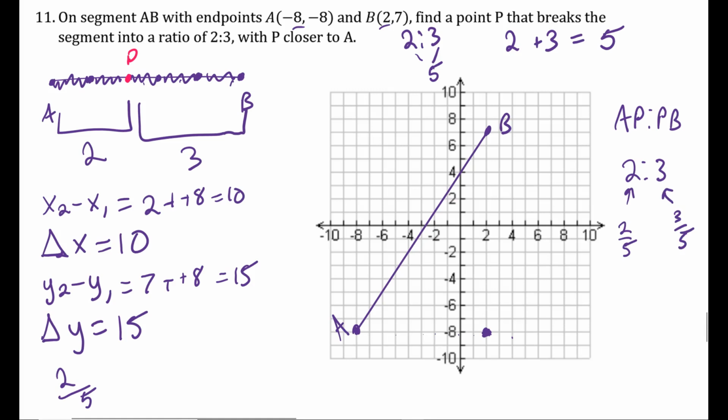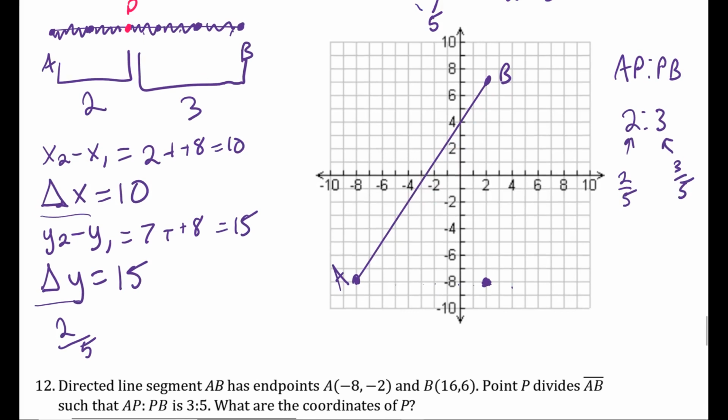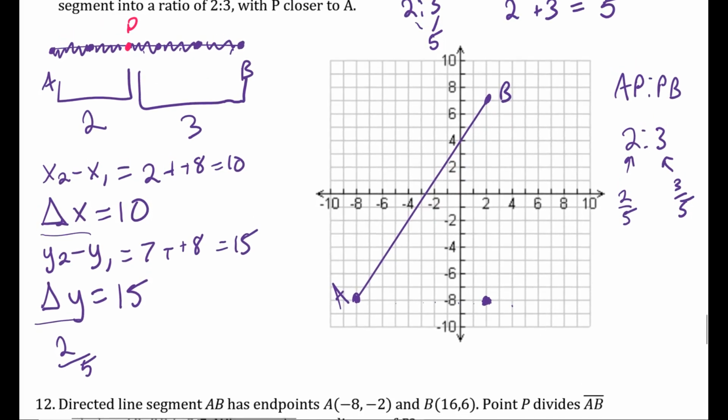And the way we do that is by taking our starting point A and adding to it 2/5 of the total change in X and 2/5 of the total change in Y. If you were moving down, if this was a downward sloping line, you would just subtract those values. So I look at my point A, which is at -8, -8. And I'm going to add to that. So I'm going to add to the X value 2/5 times my total change in X, which in this case is 10. And for my Y value, I'm going to add to that 2/5 my total change in Y.